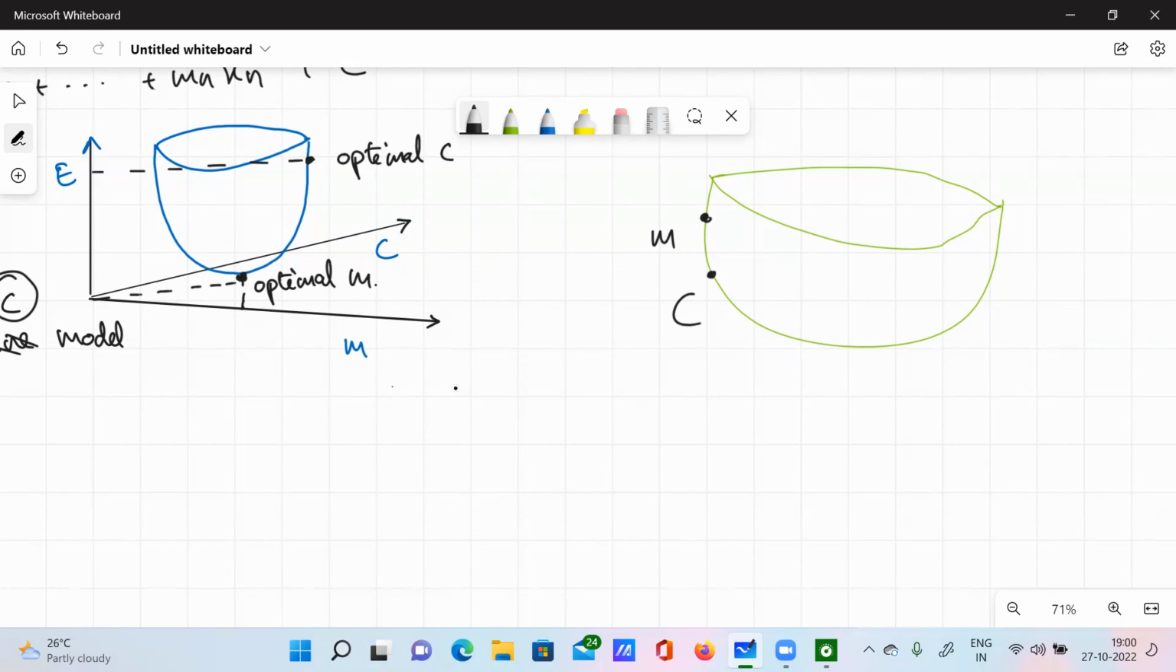Then what happens is, the linear regression model uses the gradient descent method here, right? So what is meant by this gradient descent method?